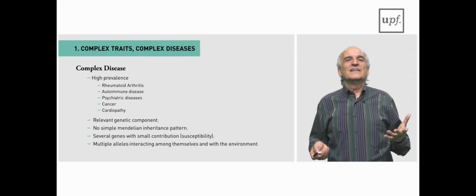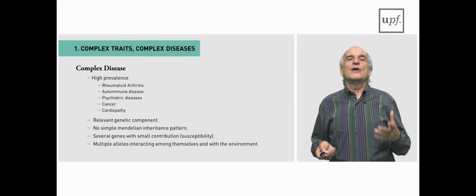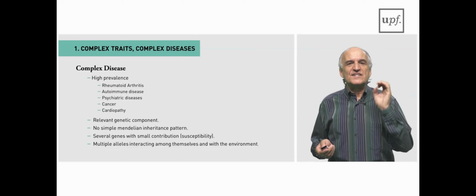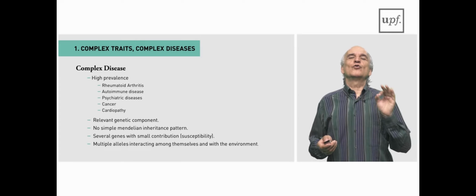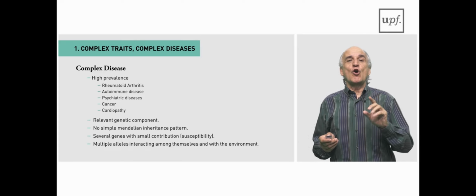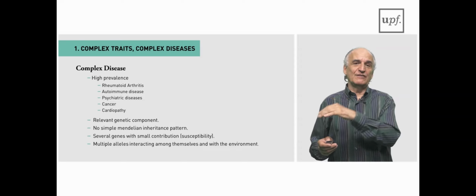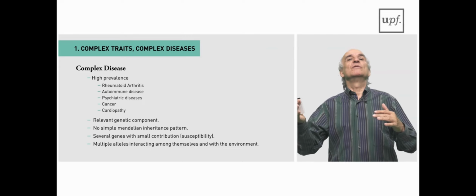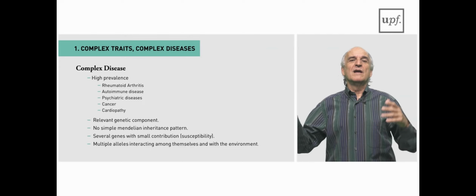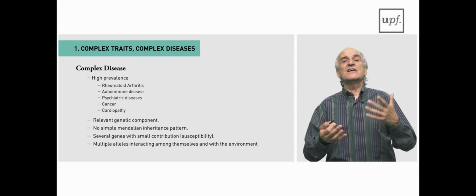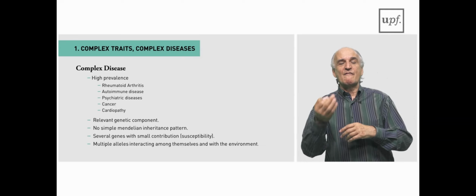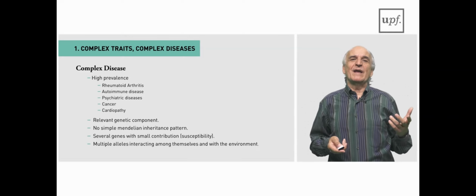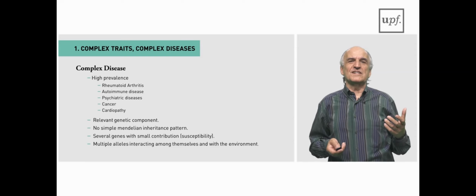We have the cardiomyopathies, meaning that we have lots of cases, diabetes for example, in which it's extremely interesting that they have a relevant genetic component, no simple model of inheritance, and in all the cases several genes with small contributions. We are not going to talk about the gene for, as we did for example for cystic fibrosis, but genes of susceptibility to schizophrenia for example. There are multiple alleles interacting among them, interacting with the environment, and these complex interactions are at the base of the genetics of complex diseases.